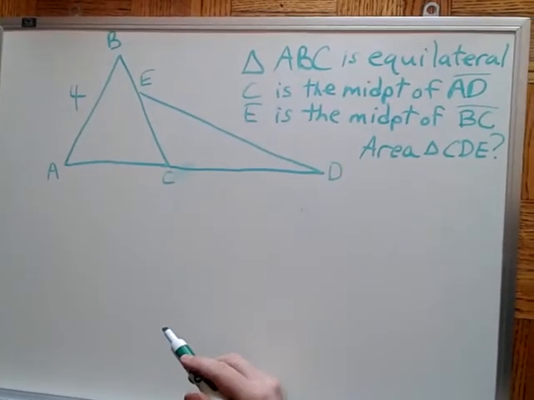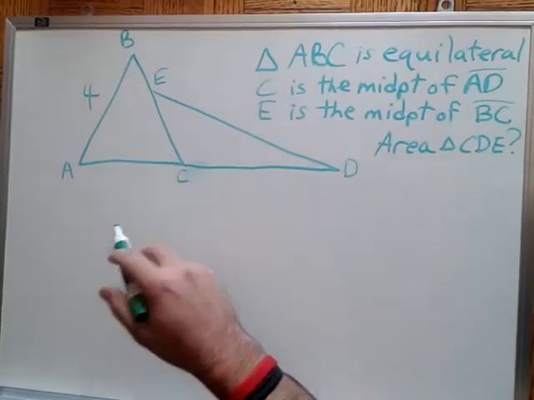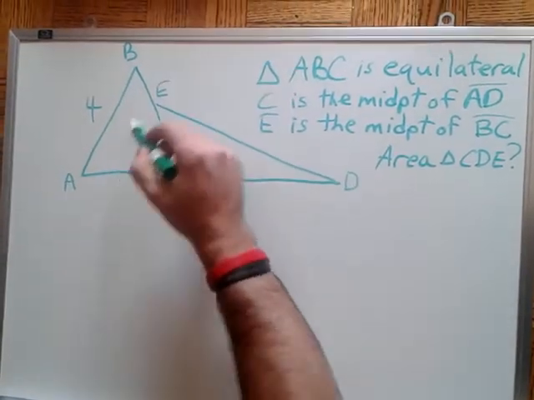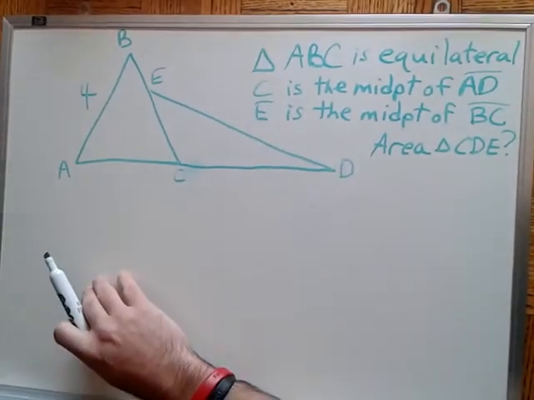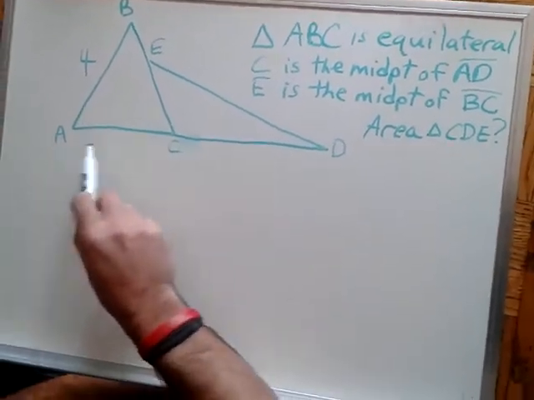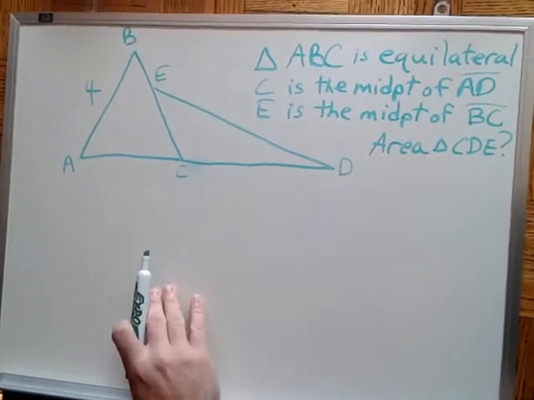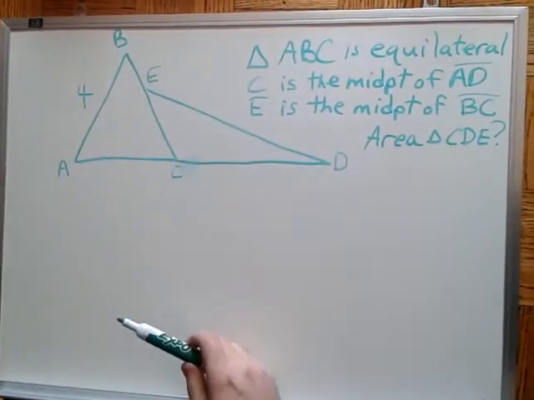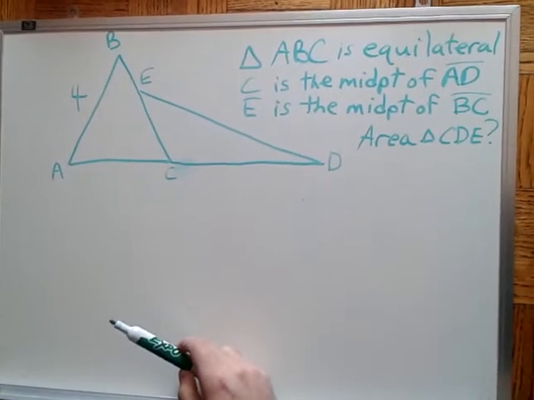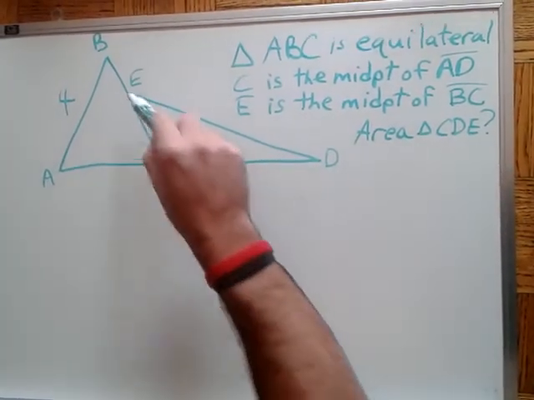Here's another triangle question. This is courtesy of our friend Dr. Chung. We have a triangle, another triangle. They tell us that ABC is equilateral. C is in the middle of AD. It may not look like it, but that's the best I can do. And E is also in the middle of BC. The question asks us, what is the area of triangle CDE?